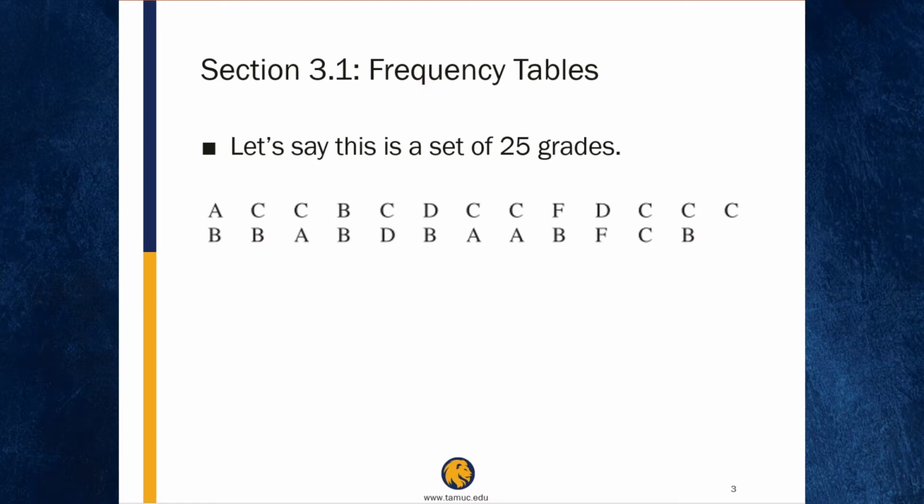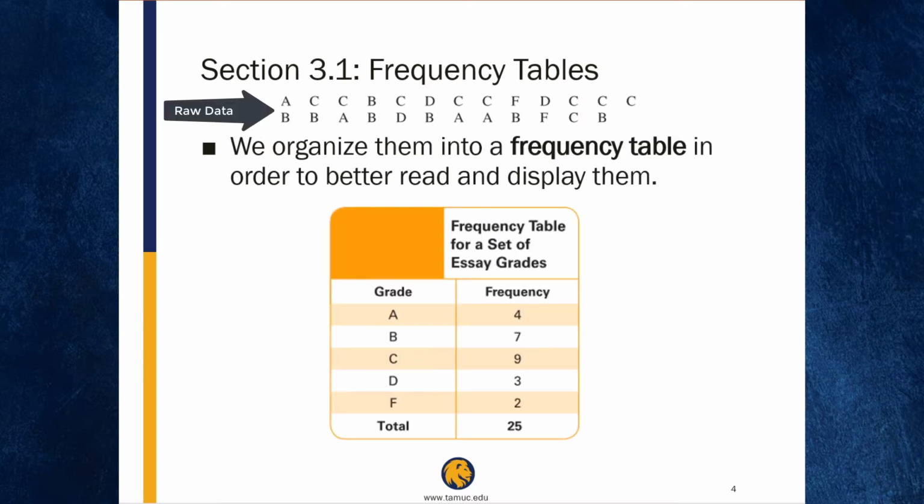So that's why we need to start organizing our data. And that's where frequency tables come into play. We organize this into a frequency table in order to better read and display them. So you can see how in the first column here it gives us the grade. We list out the different grades, A, B, C, D, F.